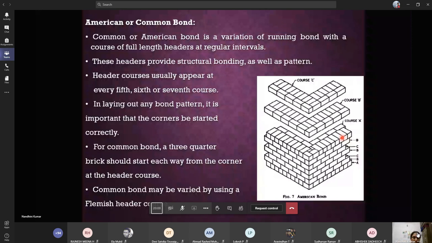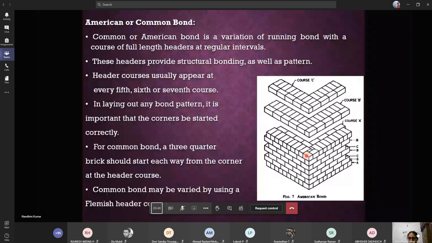In laying out any bond pattern, it is important that the corners be started correctly. For common bond, a 3/4 brick should start each way from the corner at the header course. If you start here, this is going to be a header course. Header course means a row arranged with headers. Stretcher course is nothing but a row arranged with stretchers. You know what is a course? Course is nothing but a row of bricks. And this is your 3/4 brick, and this is also your 3/4 brick.